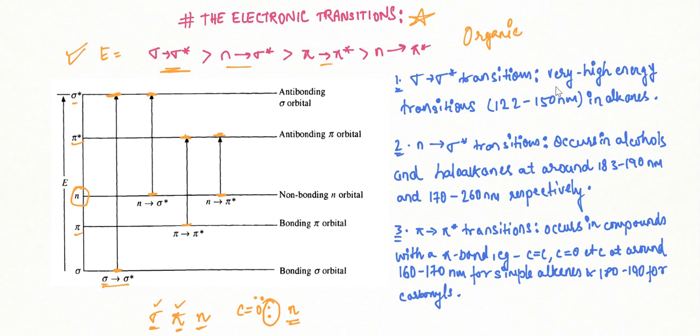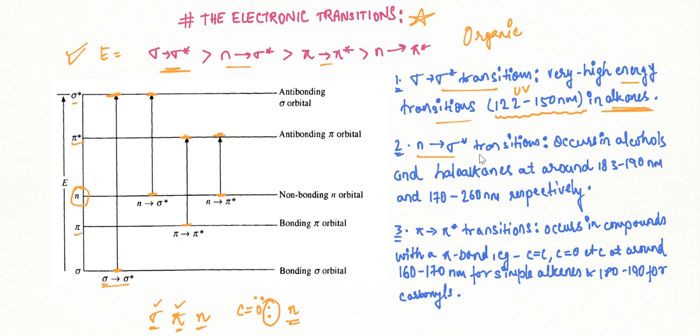And in which compounds are they found? The sigma to sigma star transitions are very high energy electronic transitions, and they are found mostly in alkanes, because in alkanes there is no pi bond and there are no lone pairs. So in alkanes only sigma to sigma star transition is possible, and they fall in the wavelength region of 122 to 150 nanometer. It is purely UV. They are not falling under the UV-visible region, it is the higher UV region. That is why sigma to sigma star transitions are not very easily recorded in the range that we are studying for our organic compounds, for let's say colored compounds and so on.